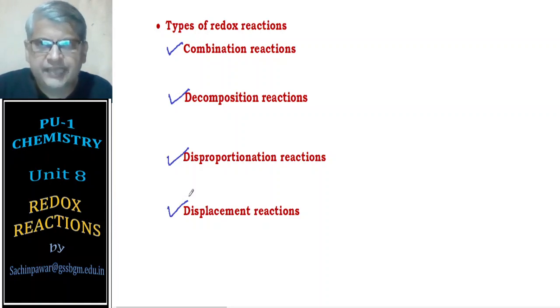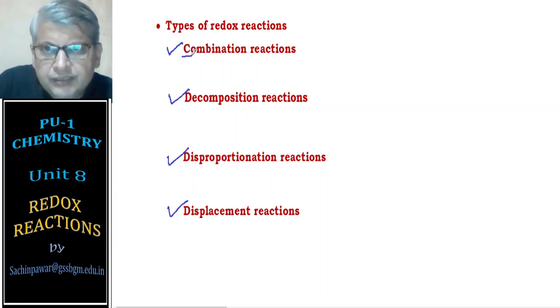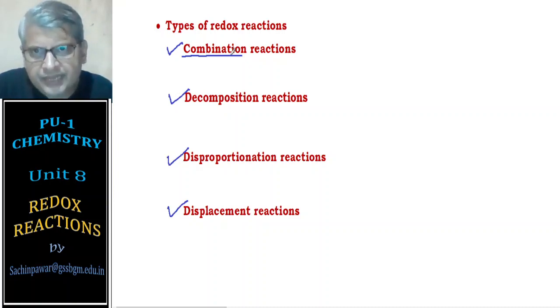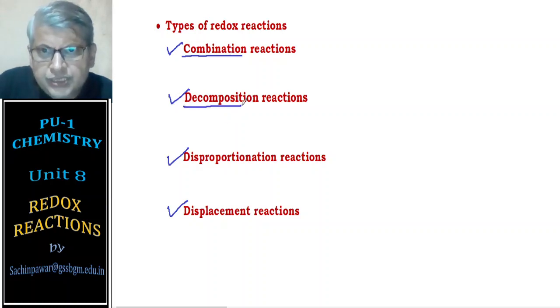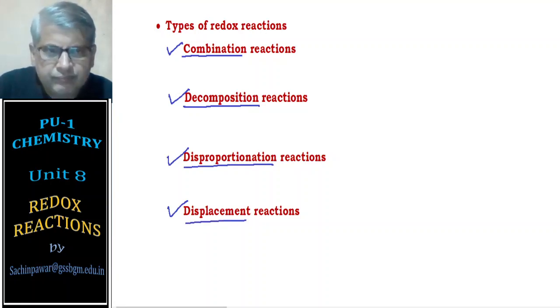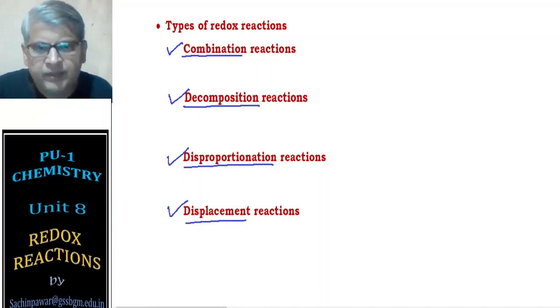A redox reaction can be a combination reaction, a decomposition reaction, a disproportionation reaction, or a displacement reaction. Then let's see these examples.